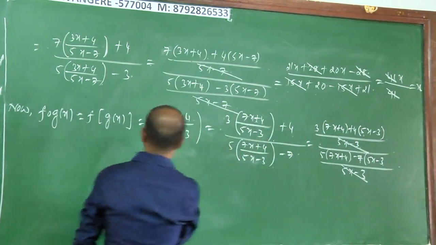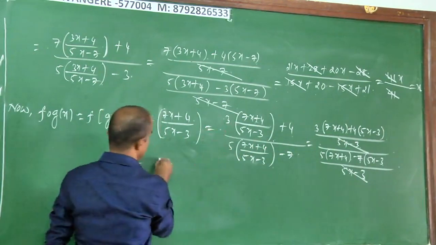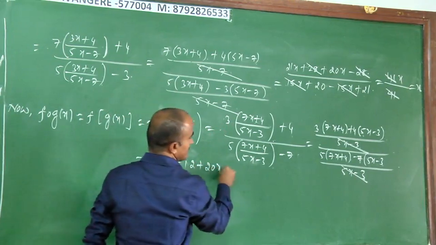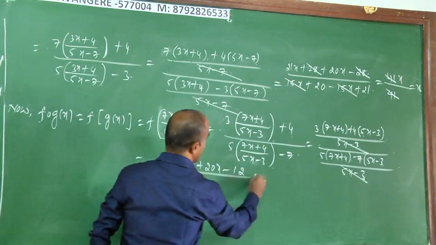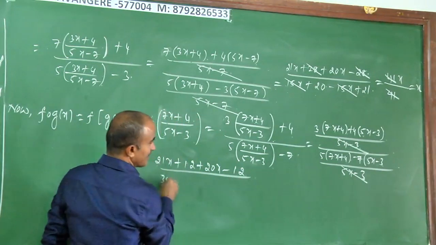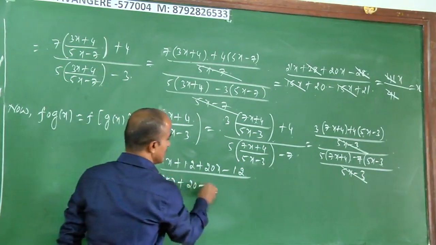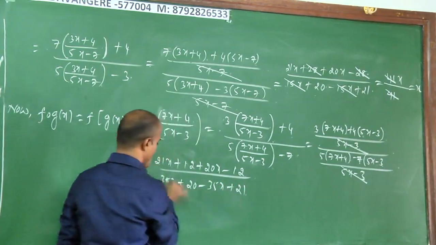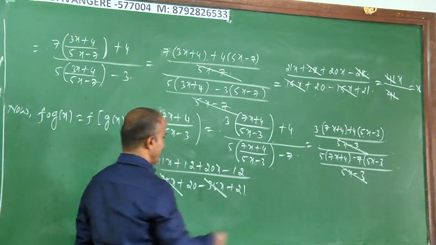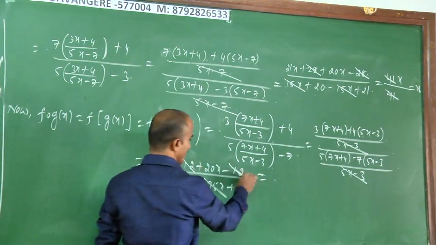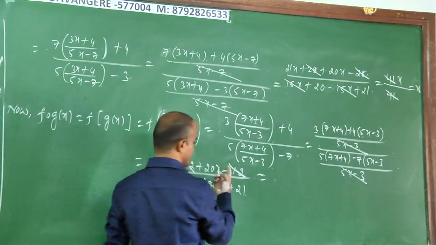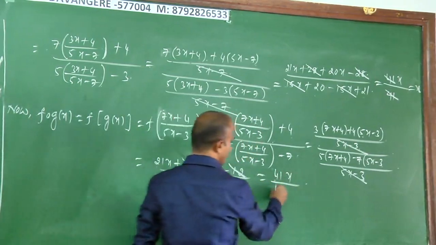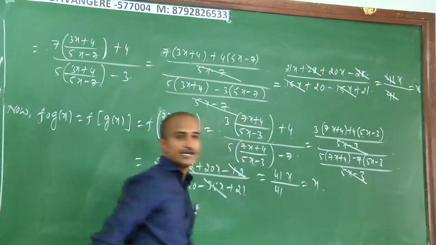We have 3 sevens are 21x plus 12 plus 20x minus 12 by 35x plus 20 minus 35x plus 21. Now plus 35x minus 35x, here plus 12 minus 12. 20 plus 21 plus 20x is 41x. In the denominator 20 plus 21 is 41. That will be x.